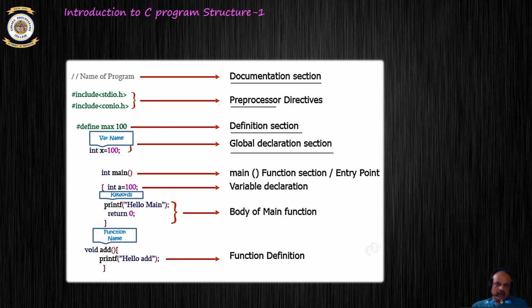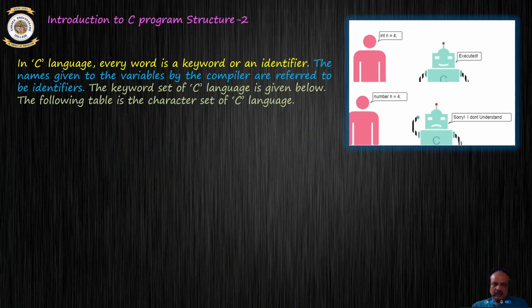Then we have what we call keywords. Keywords are like verbs in a general language. These are action words. So let us look into what a keyword is. As we have seen, in C language every word is either a keyword or an identifier. The names given to variables and functions are referred to as identifiers, whereas keywords are a set of words on which the compiler acts.